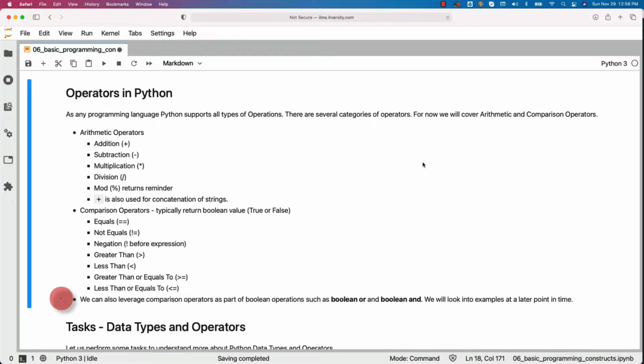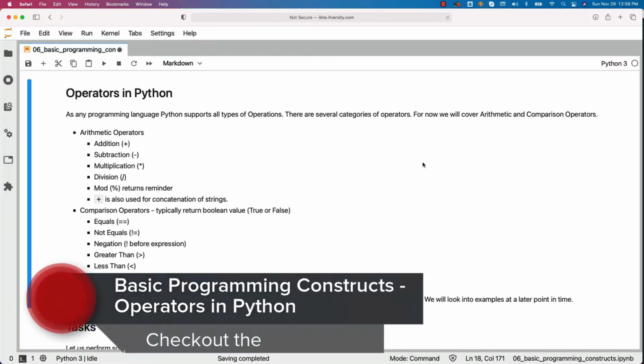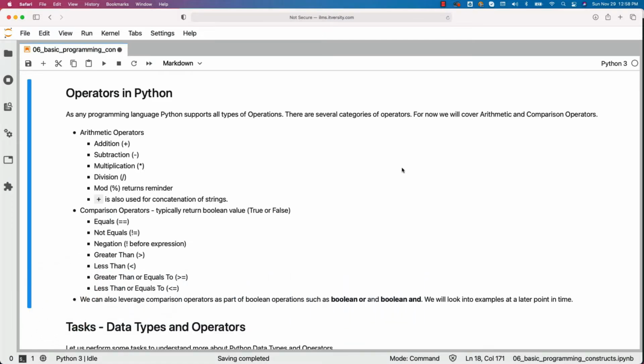Let's get an overview of operators in Python. As any programming language, Python supports all types of operations. There are several categories of operators. For now, we will cover arithmetic and comparison operators.